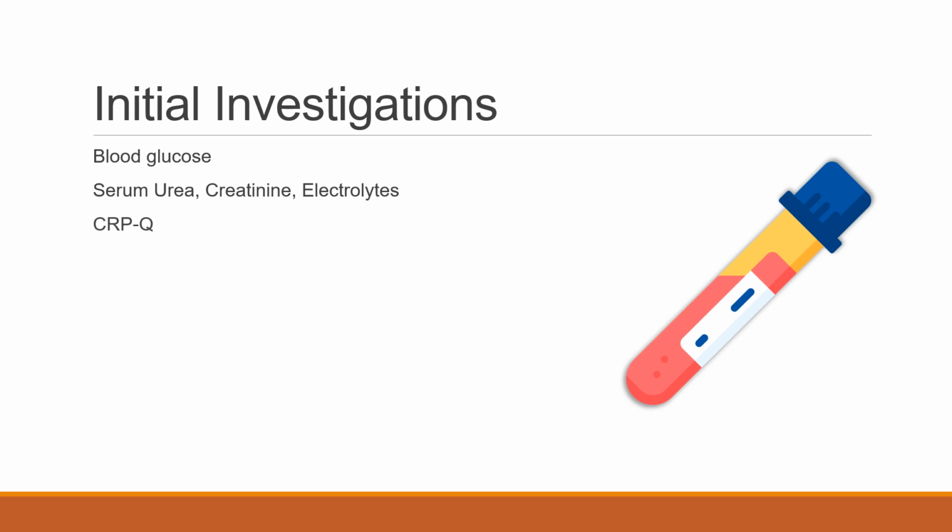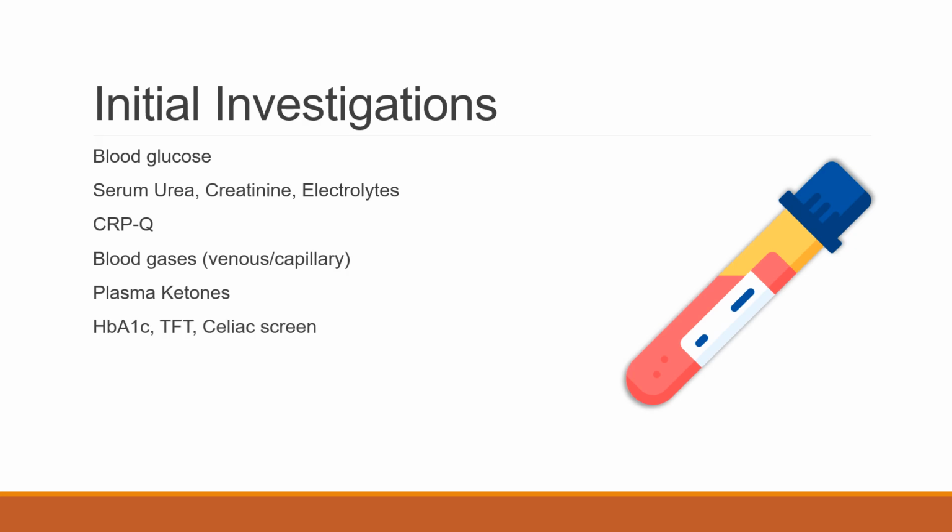We have to draw the CRP or quantitative CRP to diagnose any infective etiology that has precipitated this DKA. We have to do the blood gases for diagnosis. We have to do the plasma ketones for diagnosis. HbA1c to monitor the last 3 month control of glycemic level. Thyroid function test and celiac screen maybe to diagnose if it is a secondary diabetes.